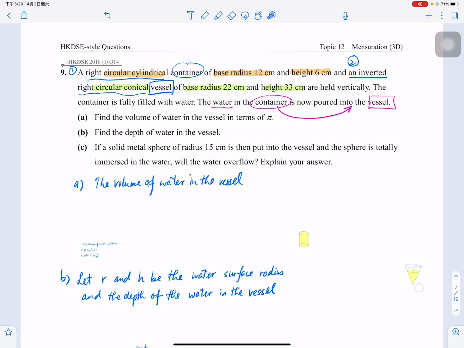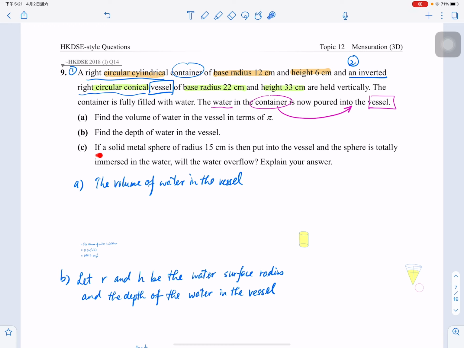Okay, now here, a right circular cylindrical container of a base radius is 12 and height is 6 cm, and an inverted right circular conical vessel of a base radius is 22 and height 33 are held vertically. The container is fully filled with water. Container, that means the circular cylindrical container, fully filled with water, and water in the container is now poured into the vessel. A, find the volume of the water in the vessel in terms of pi. Part B, find the depth of the water in the vessel.